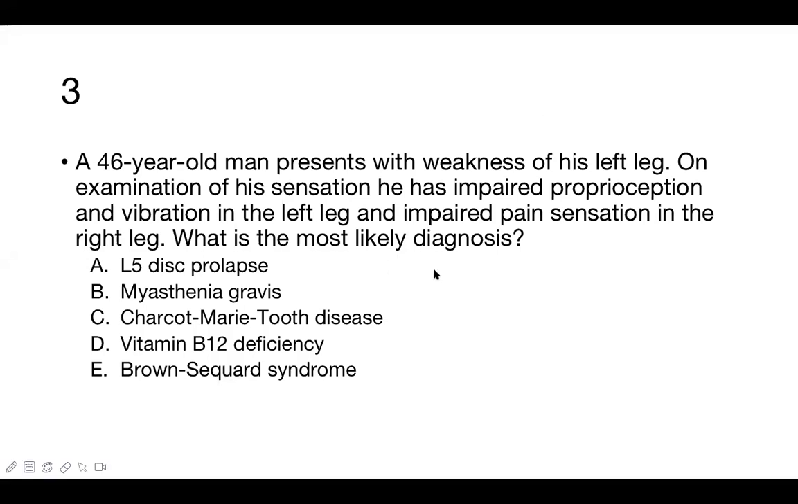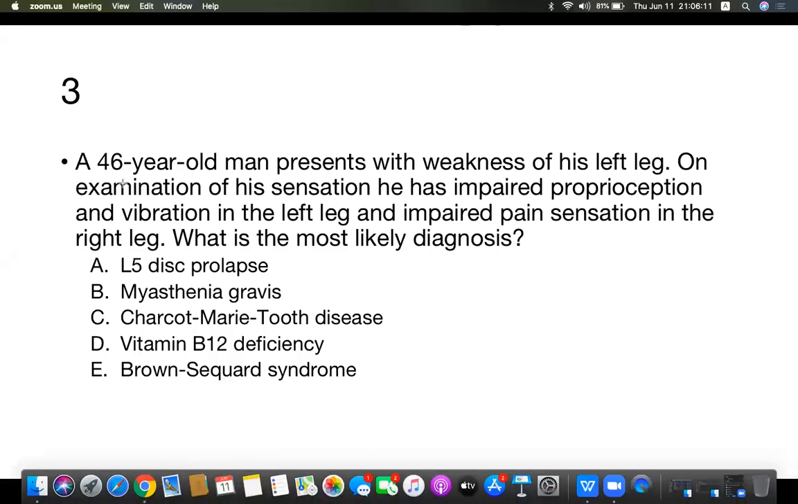Very good. So this is a little bit difficult case, but you picked the right points. It is not that difficult. This is the beauty of neurology. Let me explain here. This is a 46-year-old man who presents with weakness of his left leg. So there is definite weakness. So there is motor involvement. On examination of his sensation, he has impaired proprioception and vibration in the left leg.